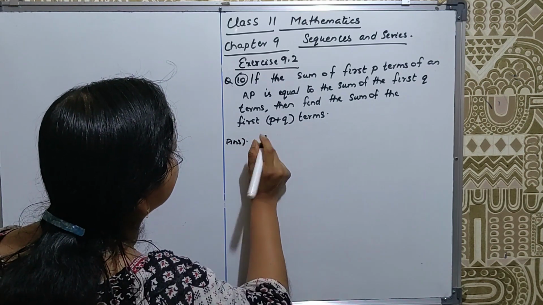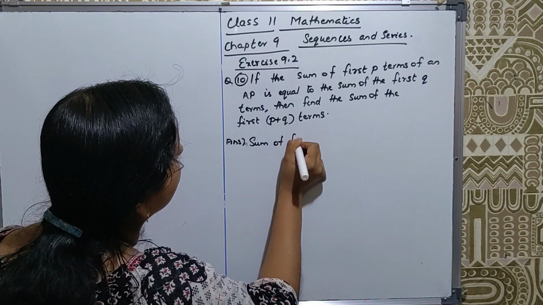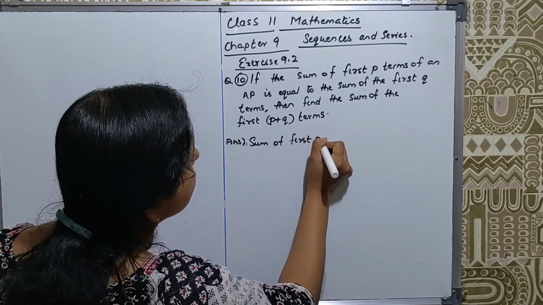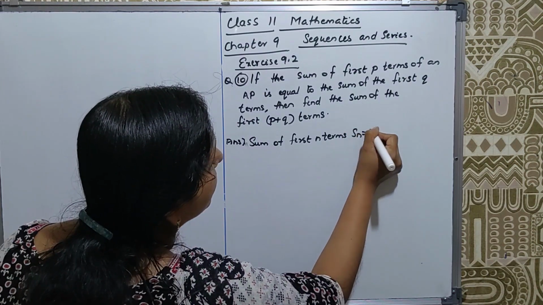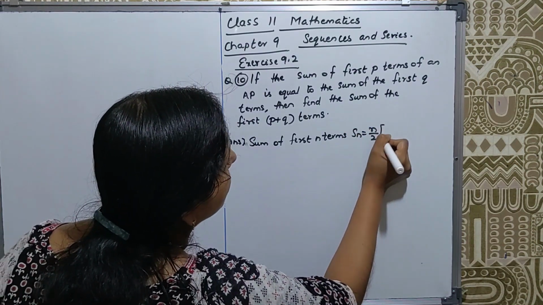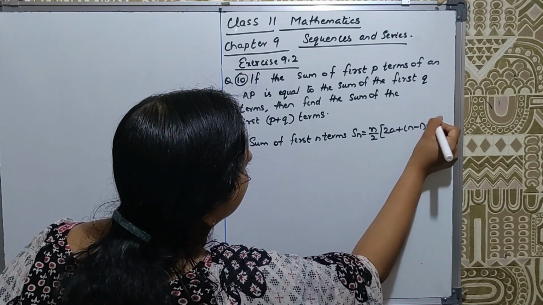The sum of first p terms. First I'll write the formula of sum of first n terms. Sn equal to n by 2 into 2a plus n minus 1 into d.